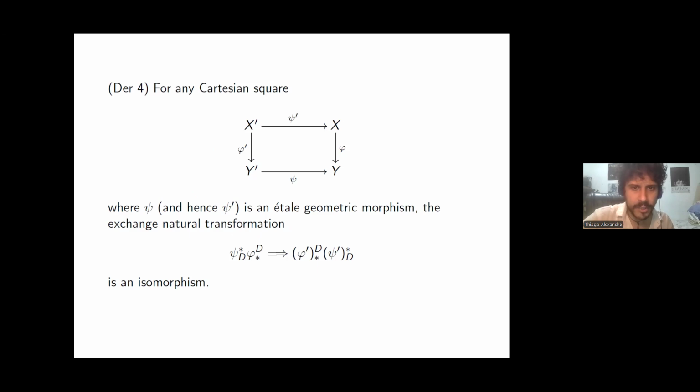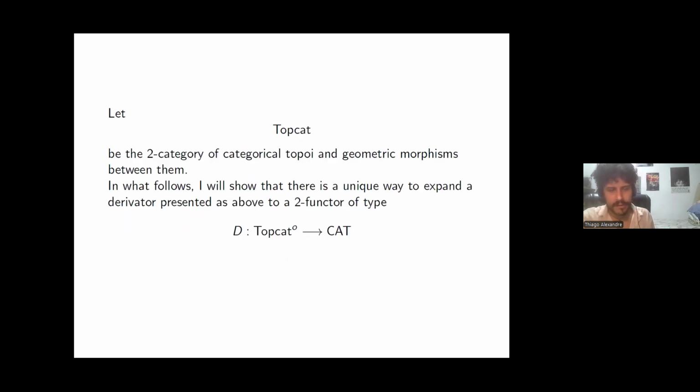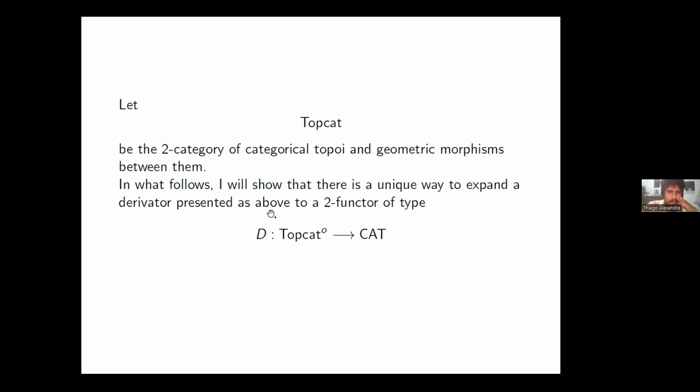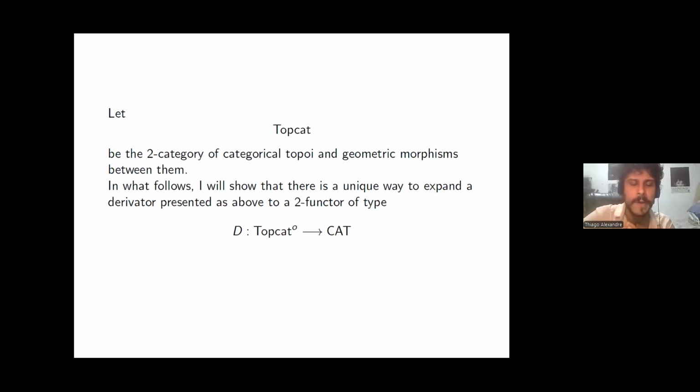Now, the theory of derivators is actually defined at the level of categorical toposes and essential geometric morphisms between them. But can we extend a little more, even further, this derivator? And the answer is yes. We can actually extend to arbitrary geometric morphisms between categorical topoi in an essentially unique way.